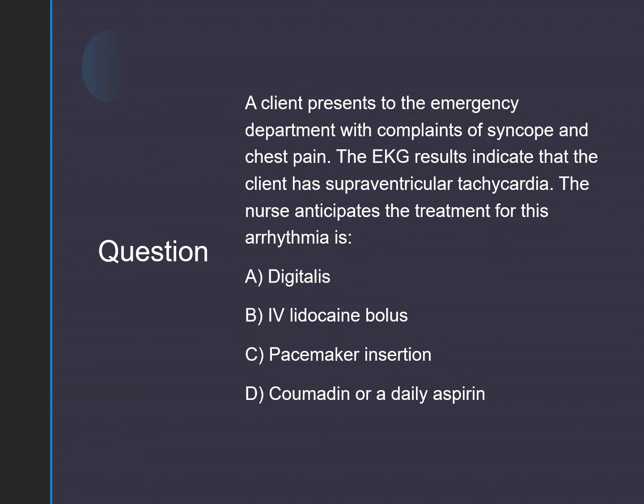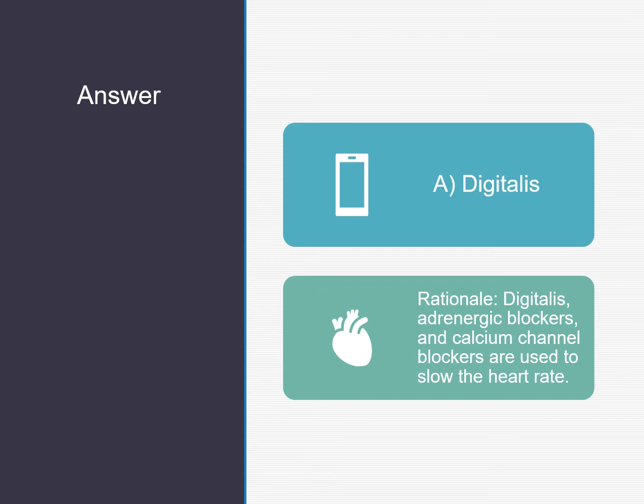So we have a client that presents to the emergency department with complaints of syncope and chest pain. The EKG results indicate the client has supraventricular tachycardia. The nurse anticipates the treatment for this arrhythmia is digitalis. It's going to help slow that heart rate down.